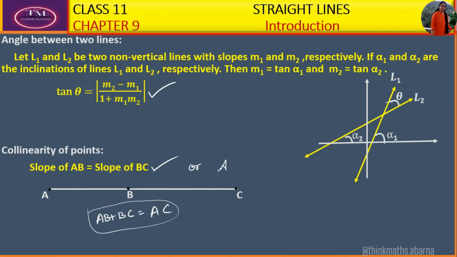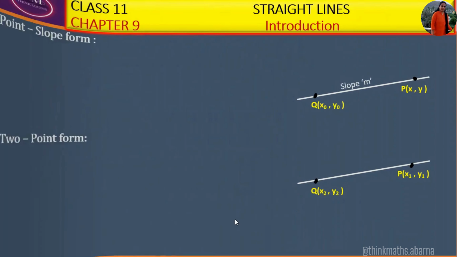Or another one is if the area of triangle ABC is equal to 0. This condition also says ABC are collinear. Or if you find out the distance AB, find out the distance BC, and if you add them, you should get the distance AC. This is another condition for collinearity. So to check collinearity, you can use the slope method, the area of triangle method, and the distance method. So you have three methods to find out whether 3 points are collinear or not. Okay. So shall we move on to the next topic?